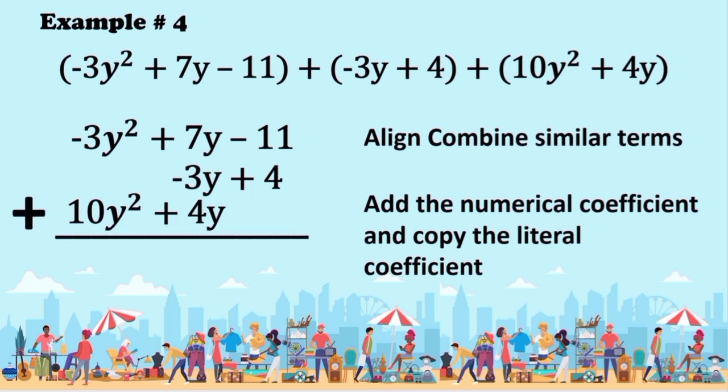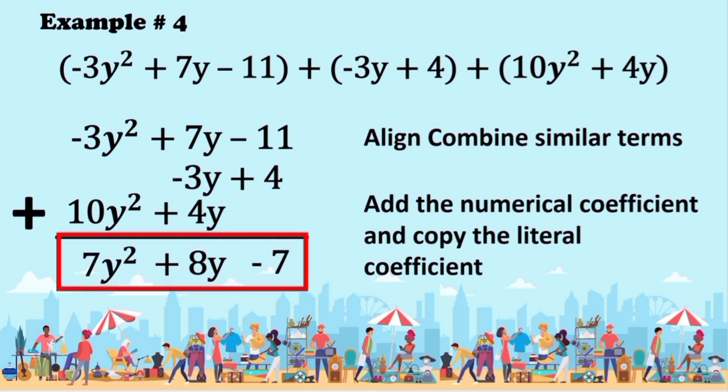Negative 11 plus 4 is negative 7. 7y plus negative 3y plus 4y is positive 8y. Negative 3y squared plus 10y squared is 7y squared. Our final answer is 7y squared plus 8y minus 7.